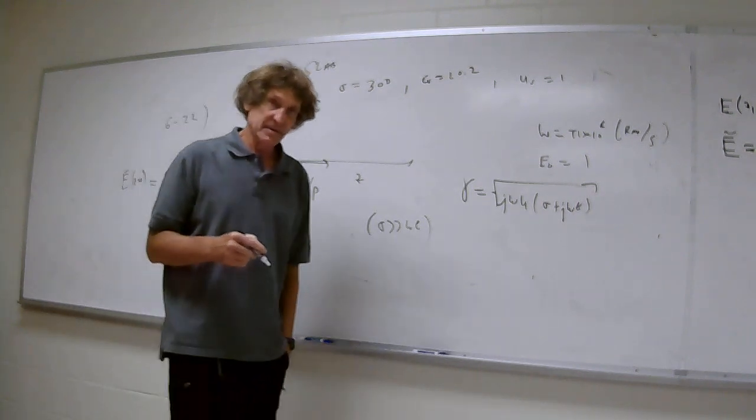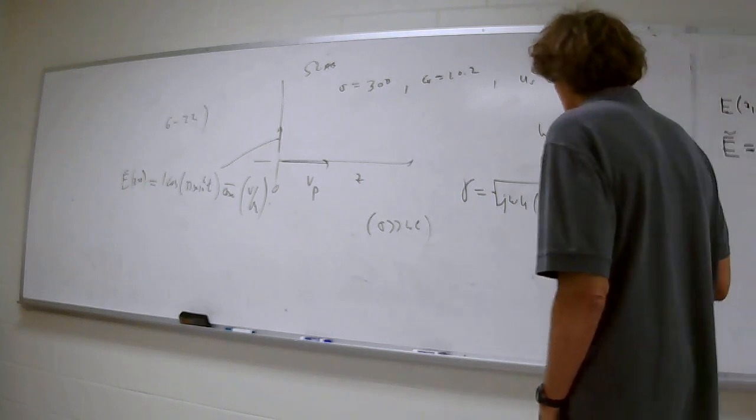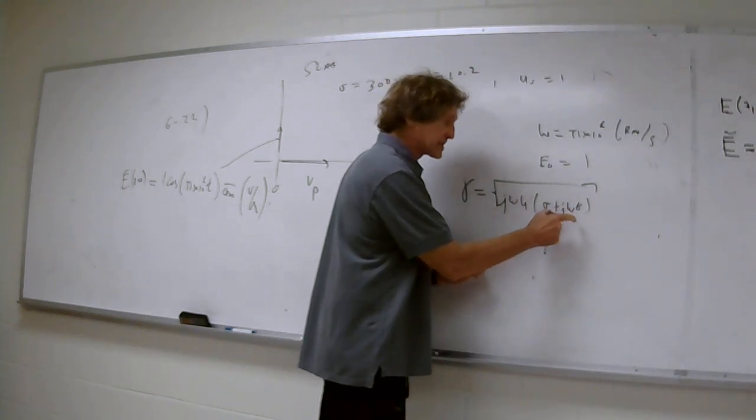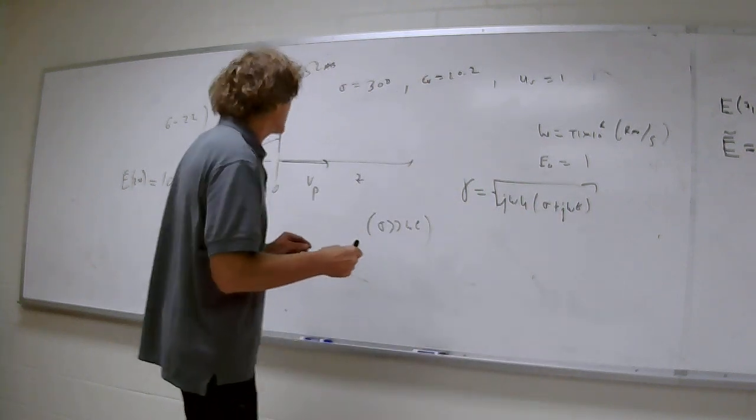I'm going to let you write. Catch it. You with me on this one? Why is that so? Because if it's a good conductor, this has to be much greater than that. Because this term is the coefficient of E in the curl of H equation.